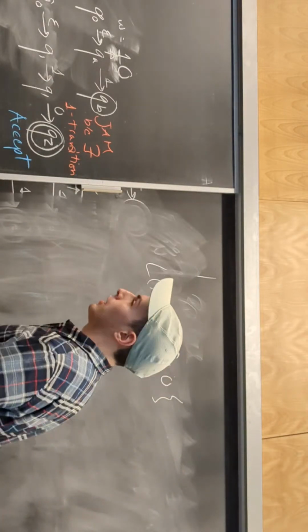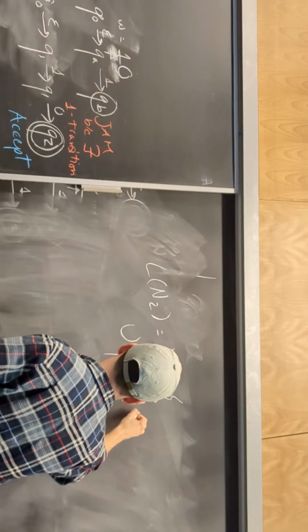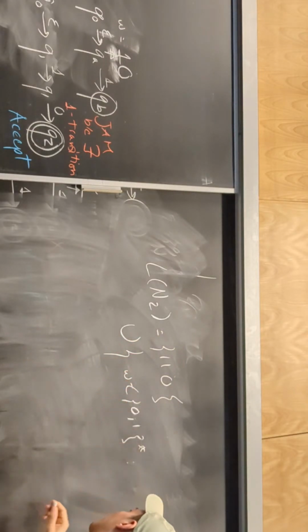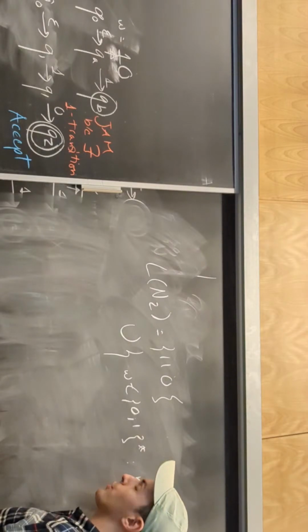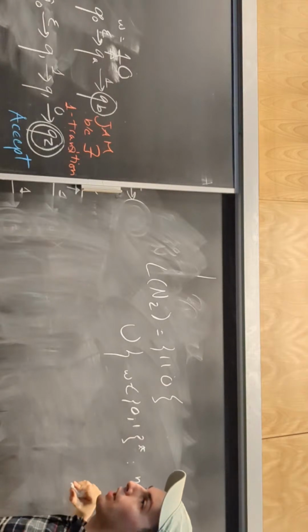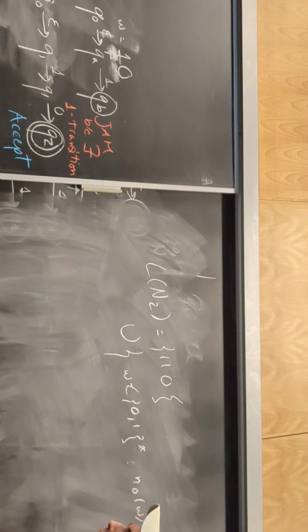union, what did we just say? A set of strings over the alphabet 0, 1, such that the number of zeros in W is odd.